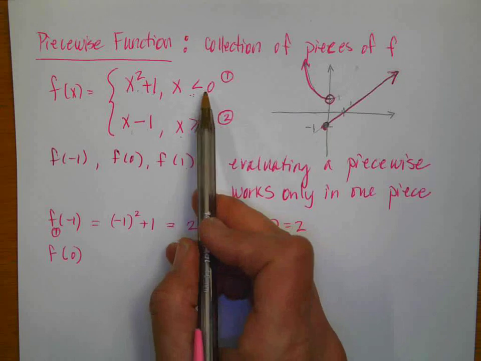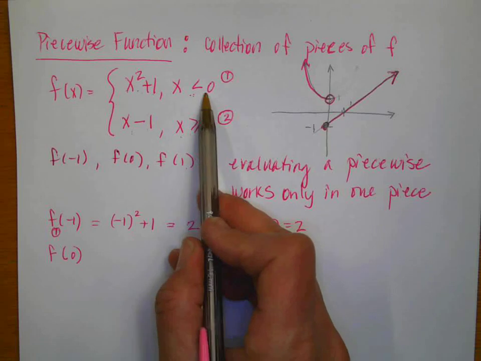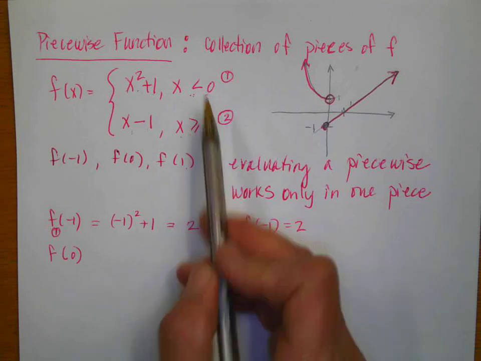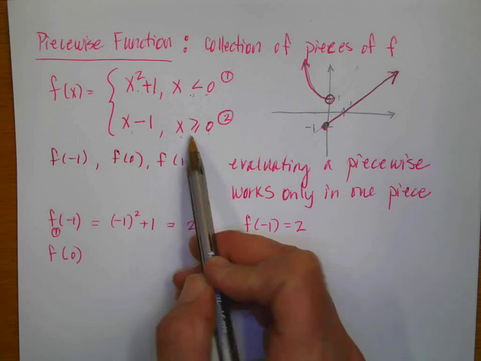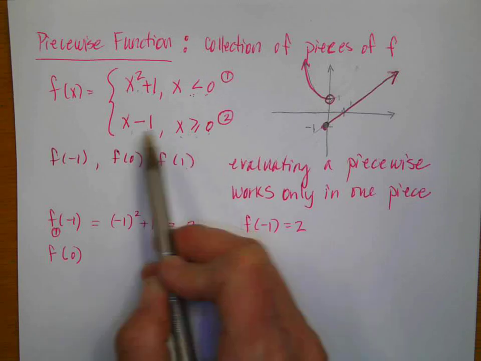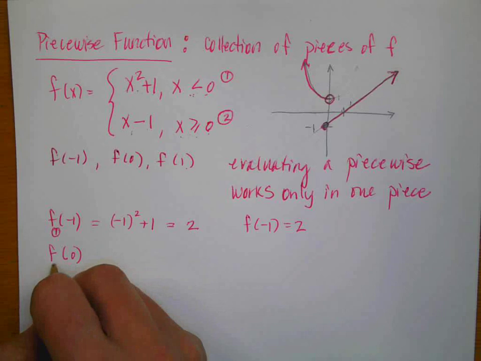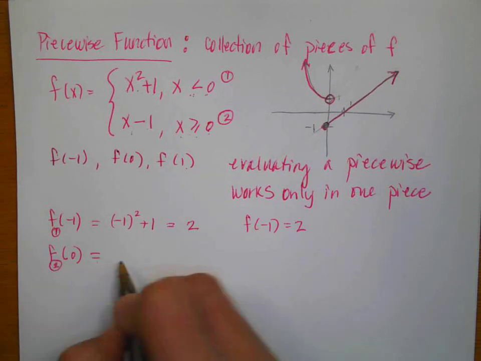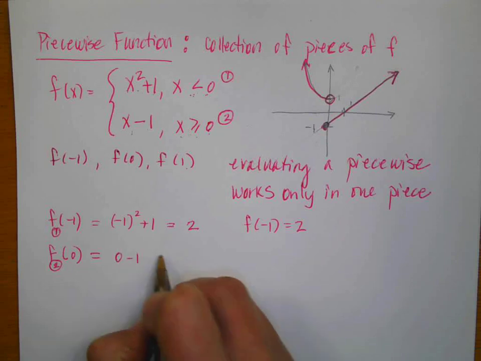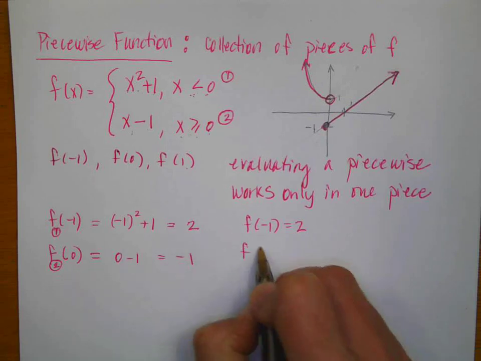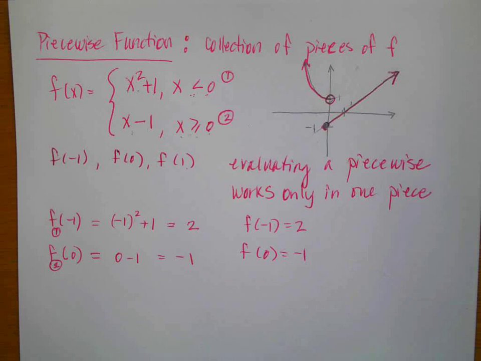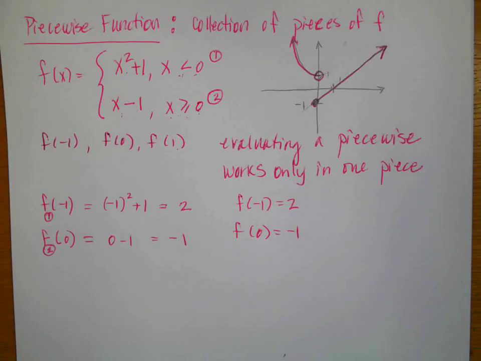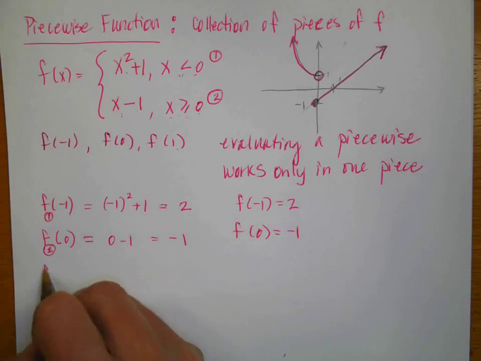All right, so the next one I want to evaluate is f of 0. Again, if we look at our conditions, 0 is not included on this one, but it is included on this one, which means that when I evaluate it, this is the piece that I'm going to use. So I'm going to put a little 2 there just so I know which equation I'm evaluating it in. And I'm going to do 0 minus 1 is -1, so f of 0 is -1.